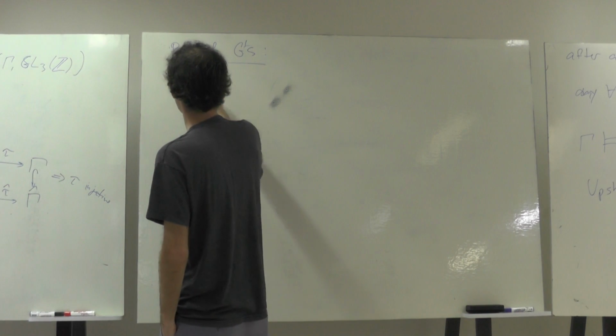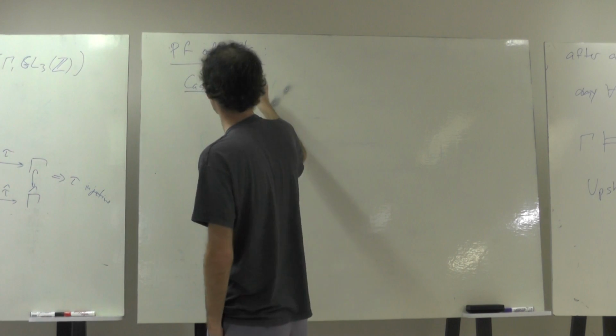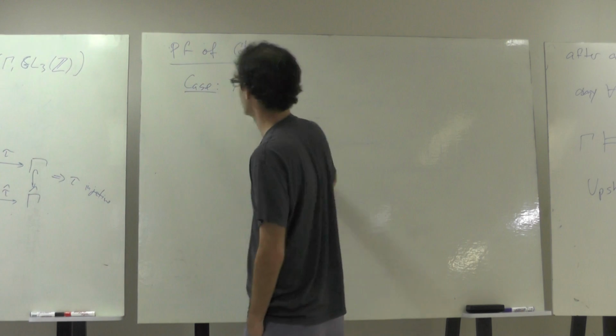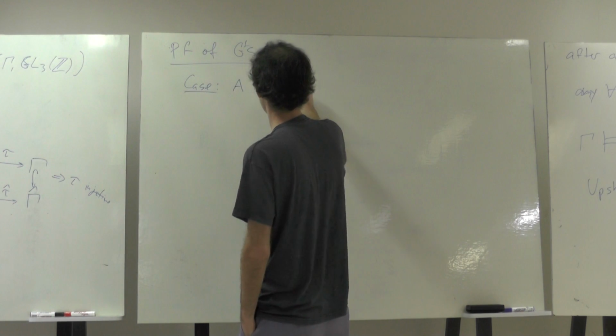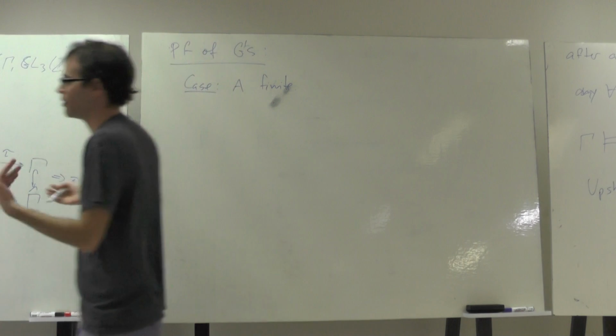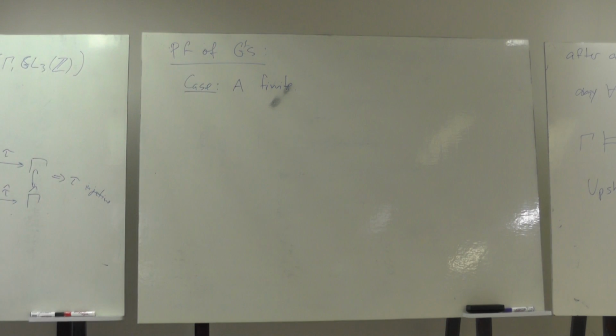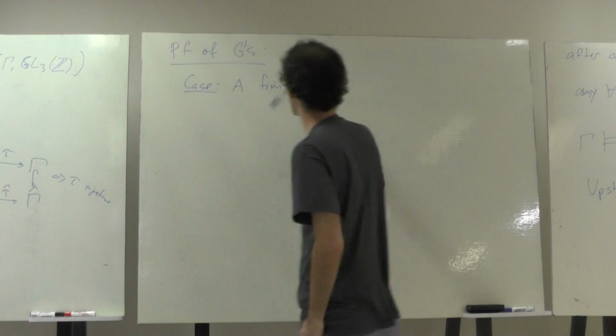So the first case is that A is a finite ring. If A is a finite ring, this is a finite group. And we know that every homomorphism of G1 extends uniquely. This is the assumption that for every finite group, there is an extension. This is the assumption.